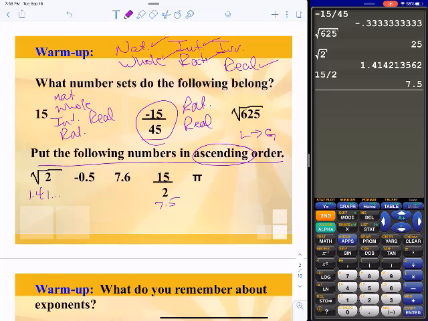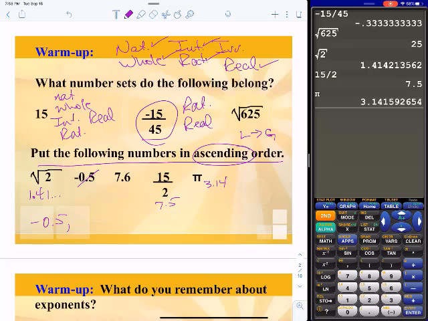And then we know pi is 3.14. So if I want to put these in ascending order, that's going to be least to greatest. We start with the negative. So we got negative 0.5. Okay, so that's the first one. And then we got a 1.4, we got a 7.6, a 7.5, and a 3.14.